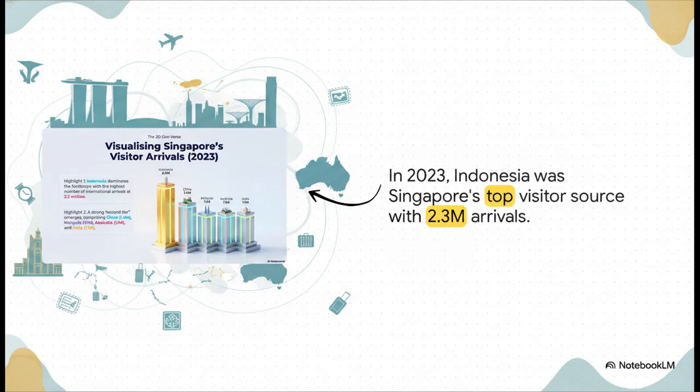Now, when you see those push and pull forces working on a massive scale, you get numbers like these. I mean, look at Singapore in 2023. An absolutely mind-blowing 2.3 million visitors just from Indonesia. And that's not all. Check out the second tier. Over 1 million people each from China, Malaysia, Australia, and India. It's clear the desire to travel is enormous.